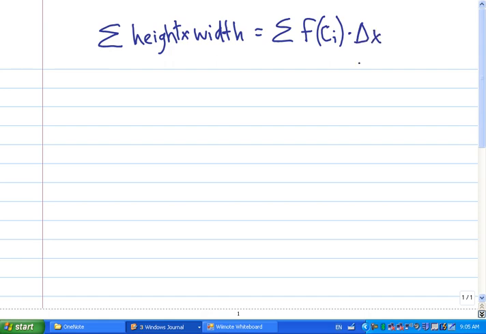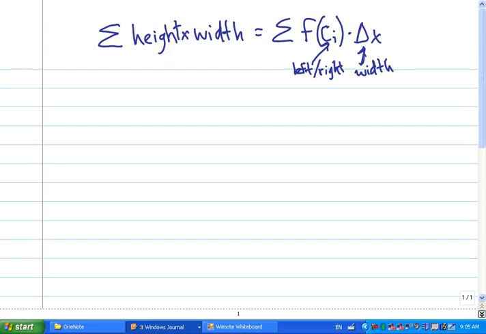So here this is going to be the width of the rectangles. And this is going to be one of the points. We can pick any one we want, so we'll pick left or right. It's not always going to be the case that one will be better than the other, but usually there's some advantage.